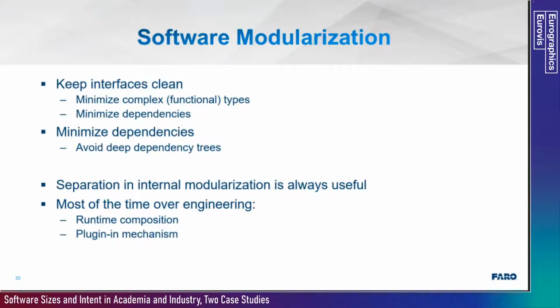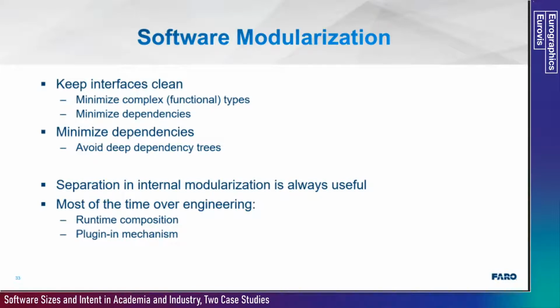Minimize complexity, minimize dependencies. Minimizing dependencies also means avoid deep dependency trees, because those will be a maintenance burden if you ever have to go into maintenance. Following those recommendations will not introduce a lot of overhead during development, and they will allow you, if at some point your program evolves into an application, to separate, to collect, to modularize, to recompose your software as you go. And this internal separation is basically always useful.